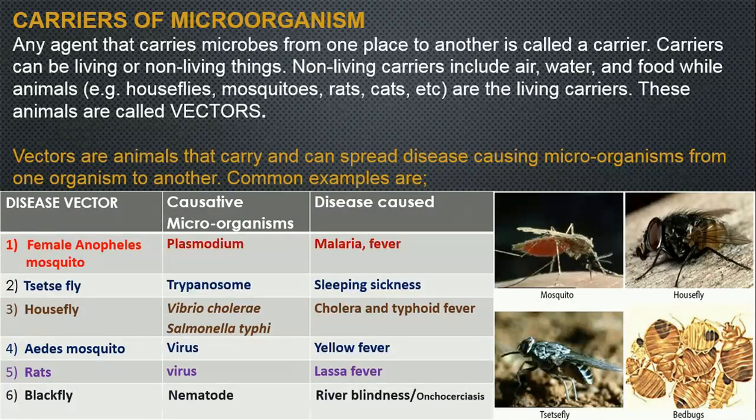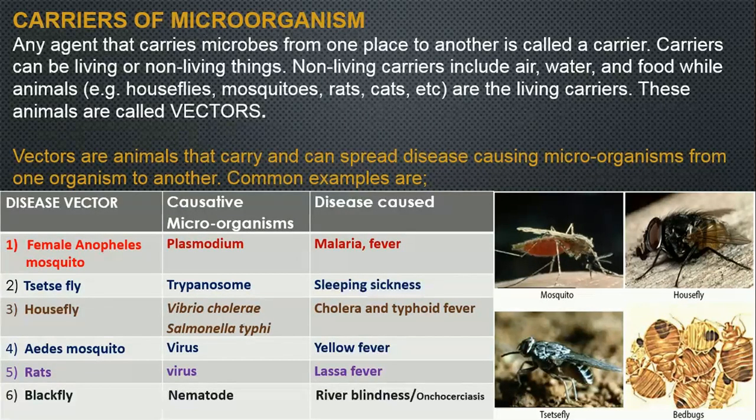Number two, we have the tsetse fly. This fly carries a microorganism known as trypanosome and is responsible for a disease called sleeping sickness, or trypanosomiasis. Number three, we have the house fly. It carries microorganisms such as Vibrio cholerae and Salmonella typhi. They are responsible for the diseases known as cholera and typhoid fever.